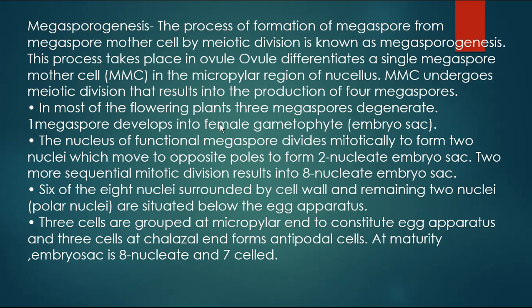3 cells are at the chalazal end and are called the antipodals. The large central cell, as mentioned earlier, has 2 polar nuclei. Thus, the typical angiosperm embryo sac at maturity, though 8 nucleate, is called 7-celled.